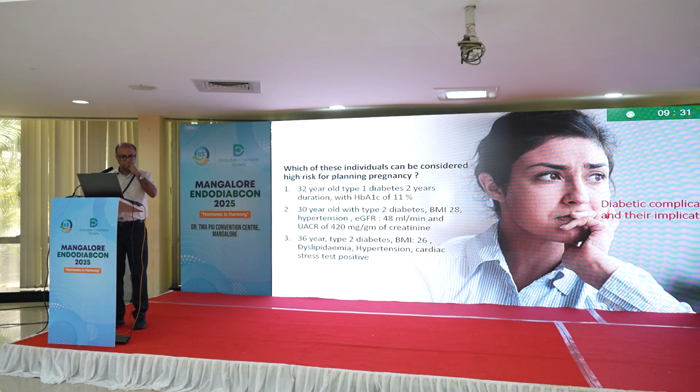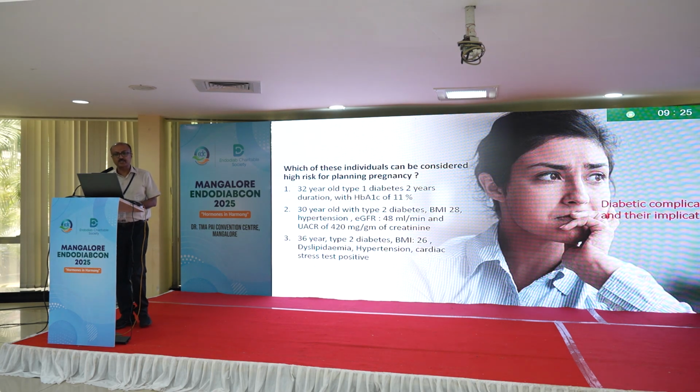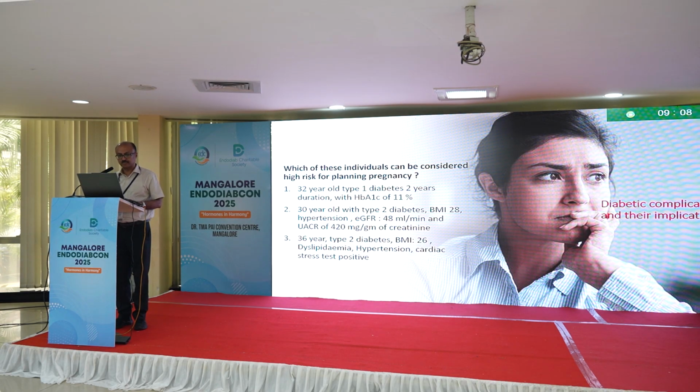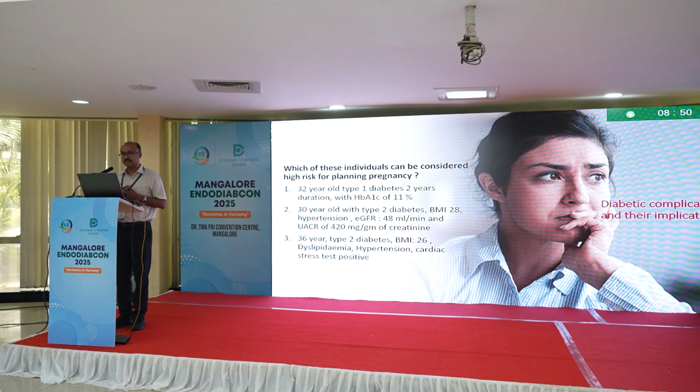Now coming to diabetes complications and their implications in pregnancy. I am just showing you 3 cases. Which of these individuals can be considered at high risk for planning pregnancy? One is a 32-year-old with type 1 diabetes, A1C of 11%. Second is a 30-year-old with type 2, BMI of 28, hypertension, eGFR of 48 and UACR of 420. The third is a 36-year-old with type 2, BMI of 26, dyslipidemia, hypertension, and a positive cardiac stress test during evaluation. In fact, all 3 of them are at high risk, and although there is a risk gradation between them, the third one will probably be the highest risk, but everyone is at risk.